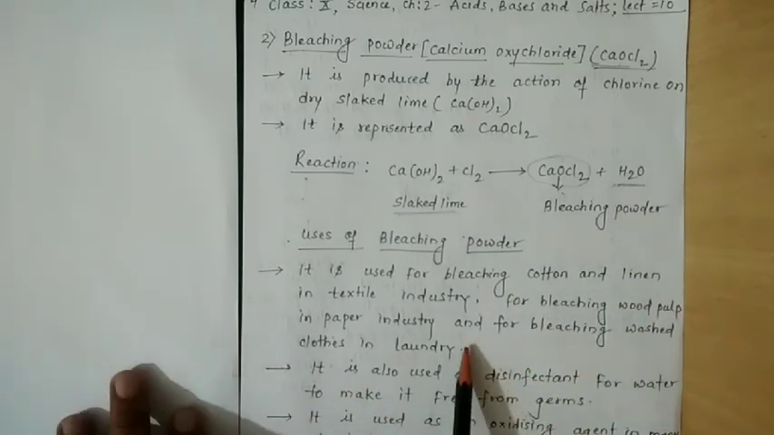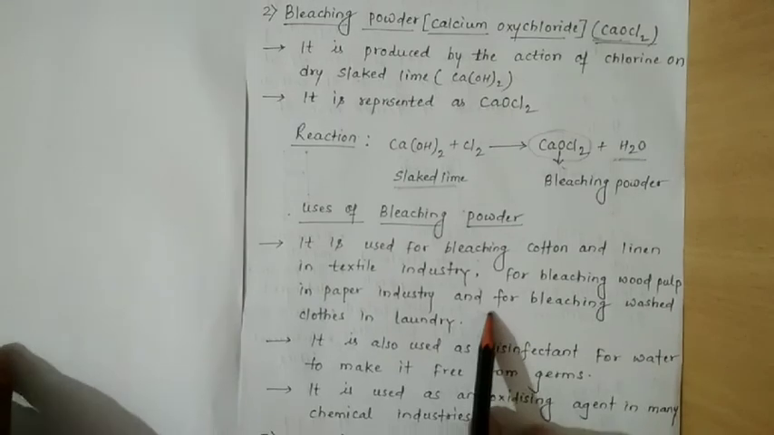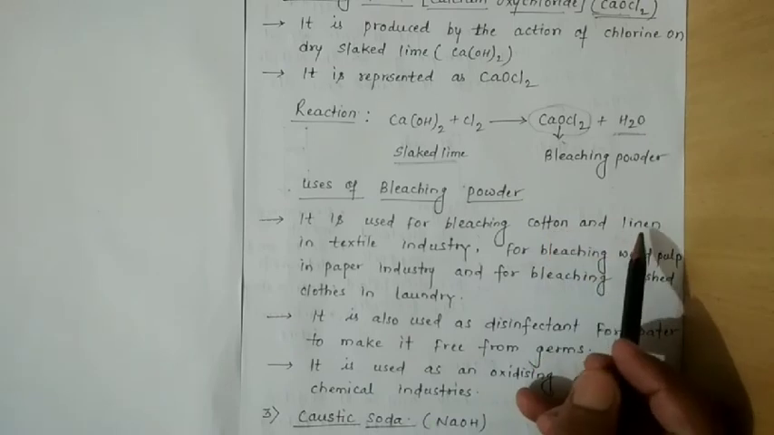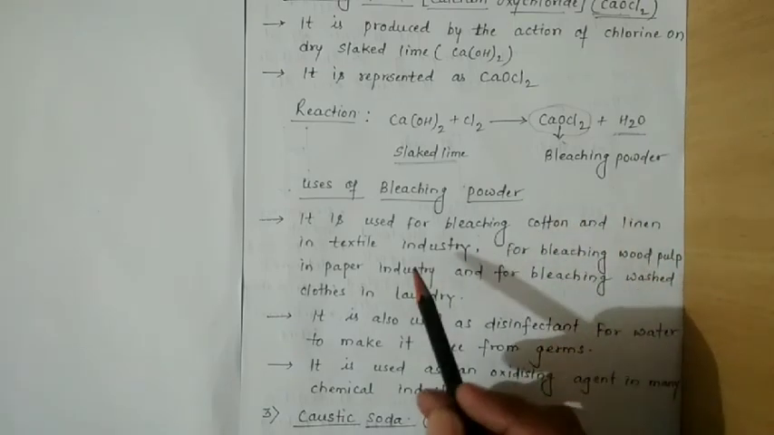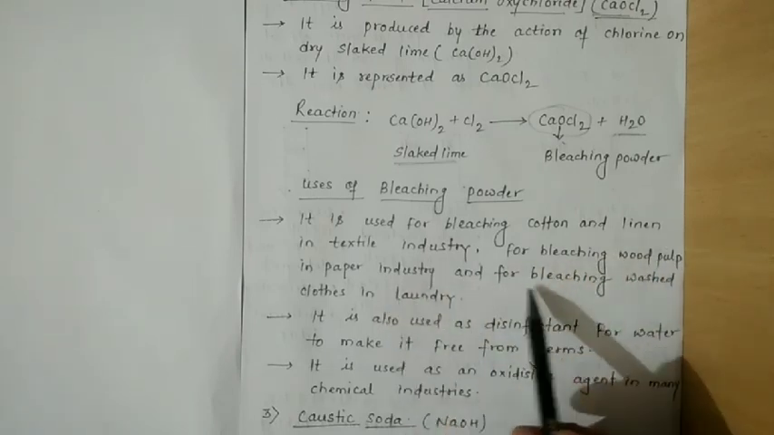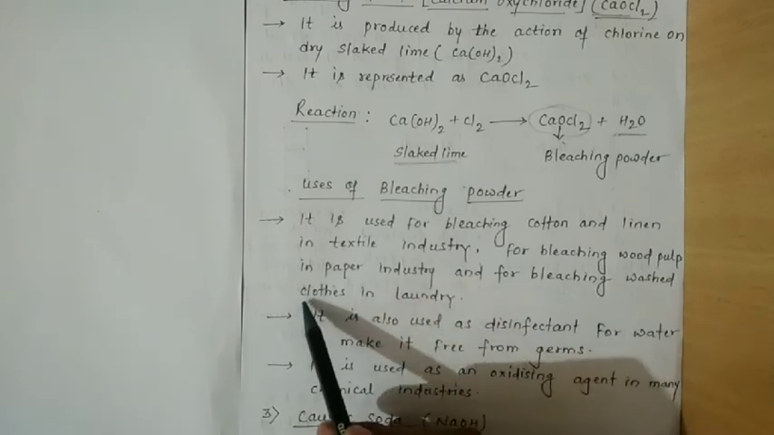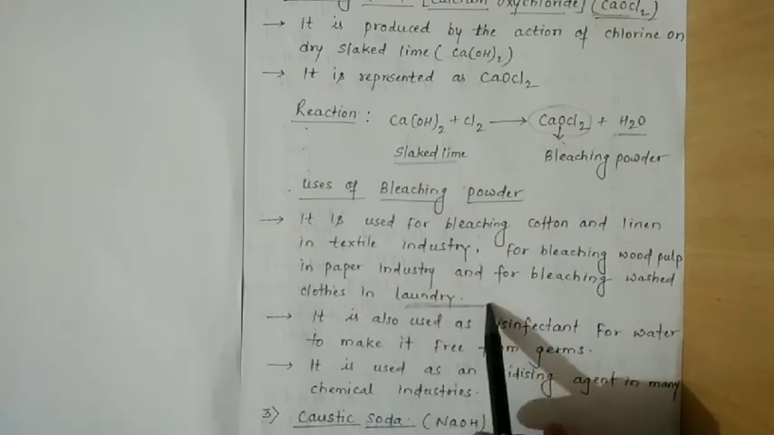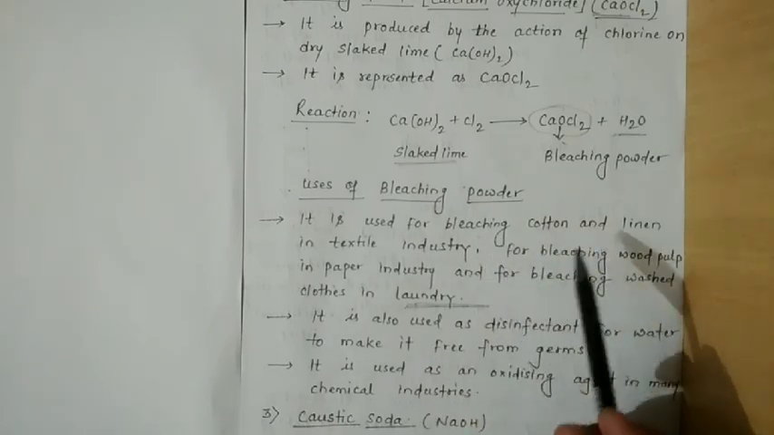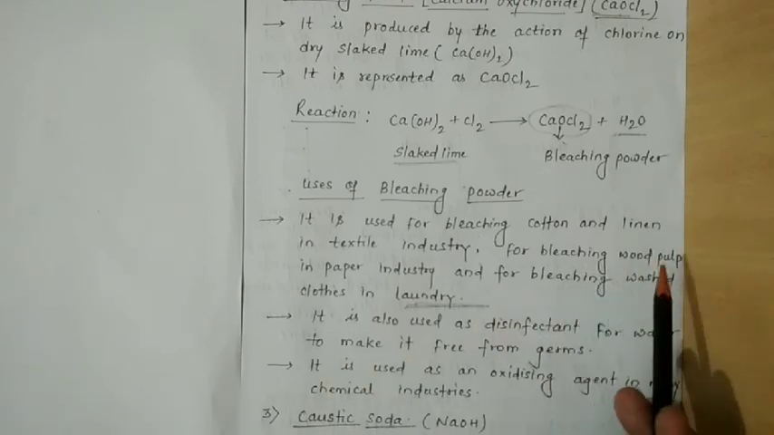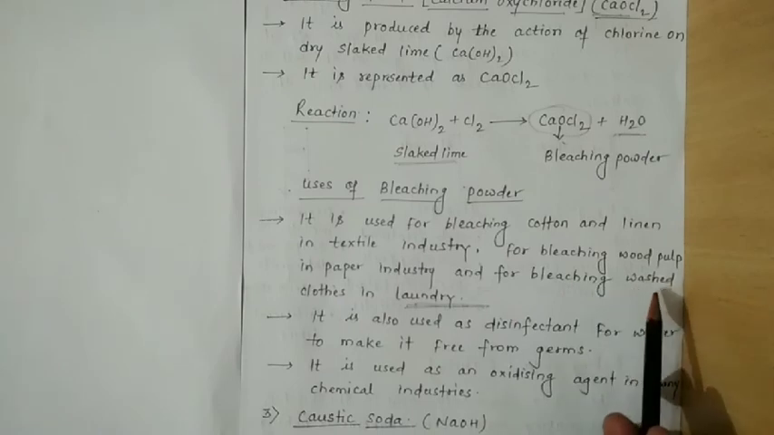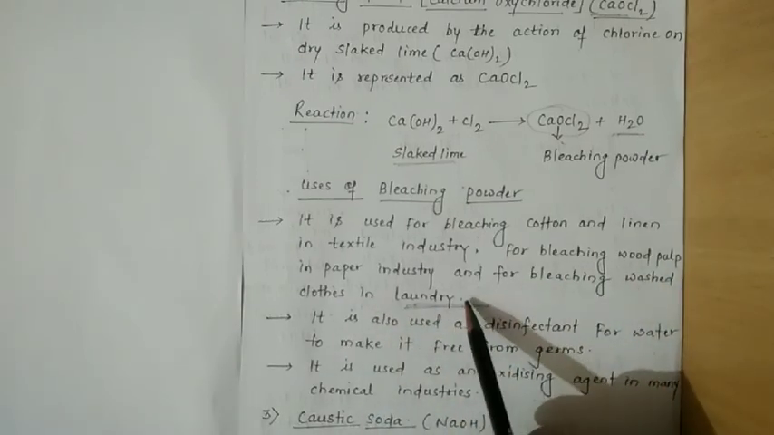Now what are its uses? What are the uses of this bleaching powder? Now this bleaching powder is widely used for bleaching of cotton and linen clothes in the textile industry, for bleaching wood pulp in the paper industry, and for bleaching washed clothes in laundries.